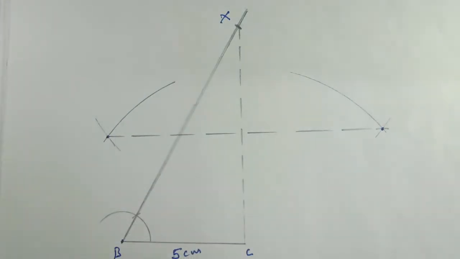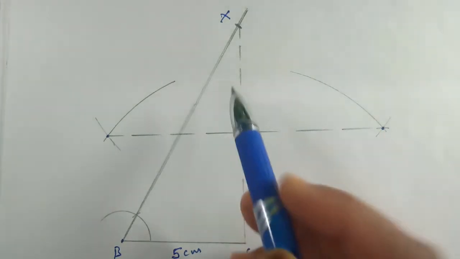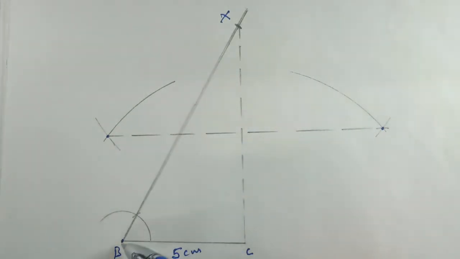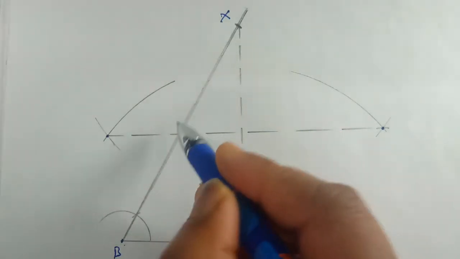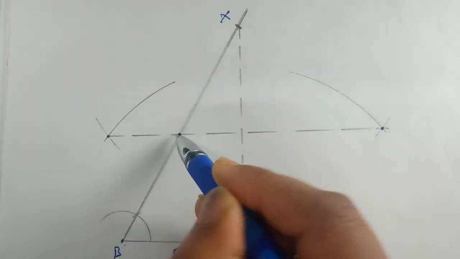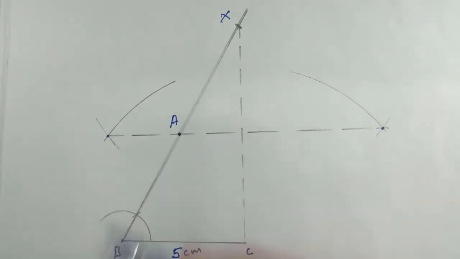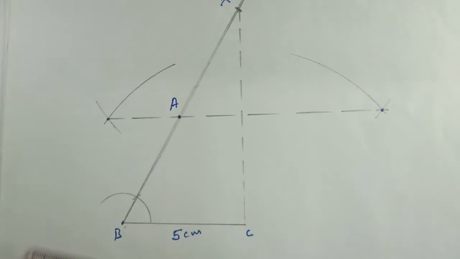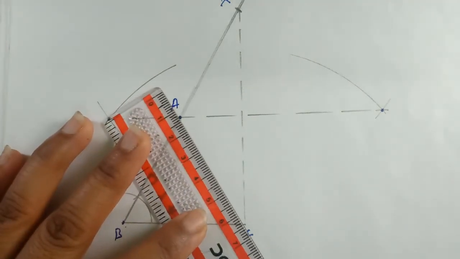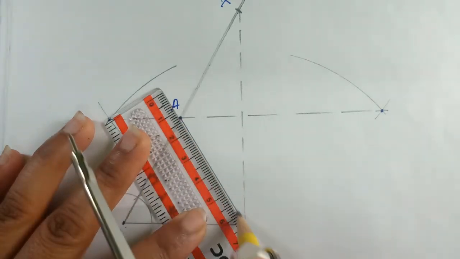So what we are observing is that this dotted line is passing through the line XB. You have to check at which point it is intersecting. So it is intersecting over here. This point will be the point A. We'll get the point A over here. Join this point with the point C. Make a plain line. So this is the required triangle.